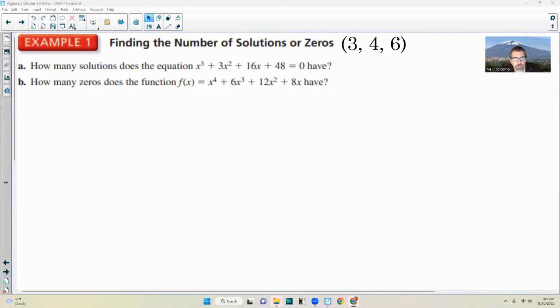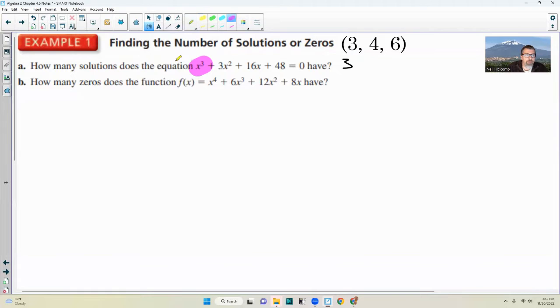Okay, this is example 1, finding the number of solutions or zeros. How many solutions does the equation x cubed plus 3x squared plus 16x plus 48 equals 0 have? The first thing you want to do is verify that this is in standard form and make sure that your largest term is first. You want to know the degree of the polynomial, which is the power of the first term when it's in standard form. So since that is 3, this has 3 solutions.